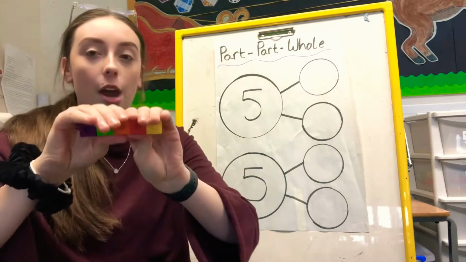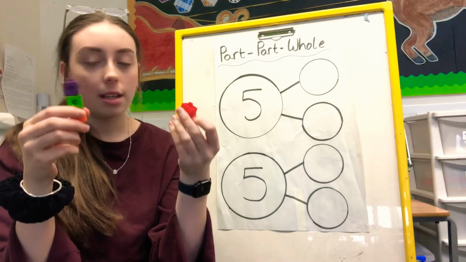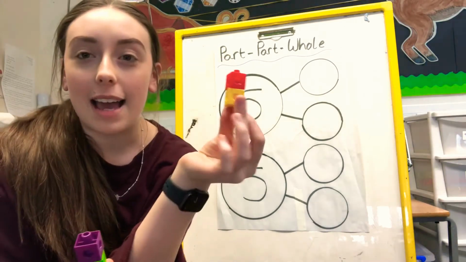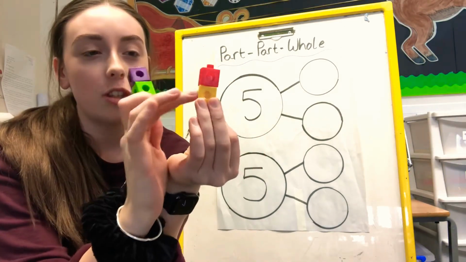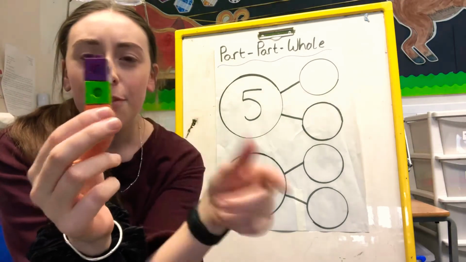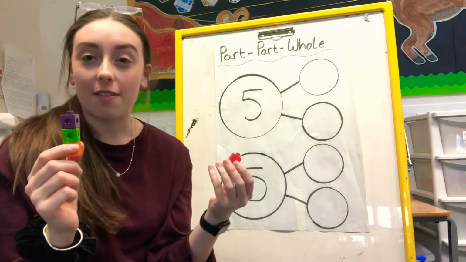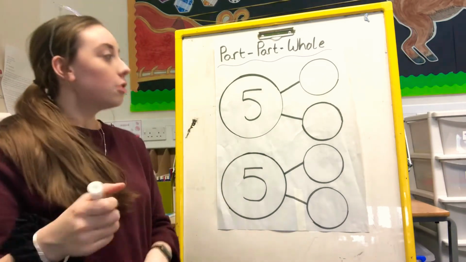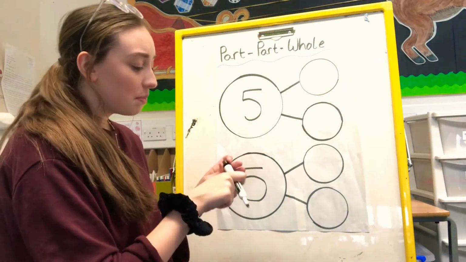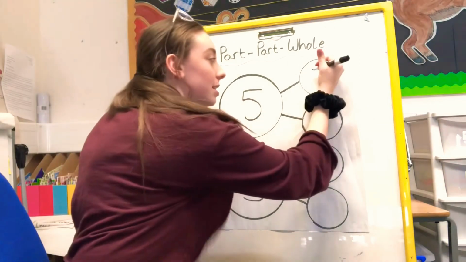So I'm going to go, let's have a look. In this hand, I have 2 multi-link, 1, 2. And in this hand, I have 3, 1, 2, 3. So that means our 2 parts to 5 are going to be 3 and 2. So I am going to write that on my part-whole model. Can you do the same?